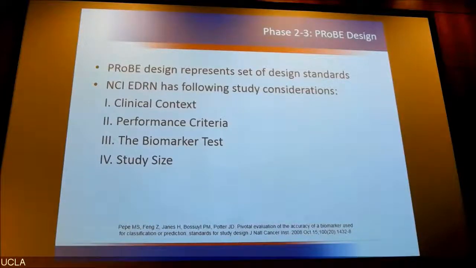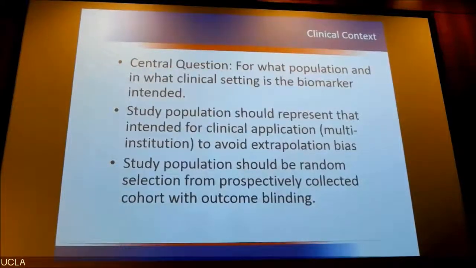So those 4 are the clinical context, the performance criteria, the biomarker test itself, and the sample size. Okay. So the first element is the clinical context, and typically the central question really is: for what population and in what clinical setting is the biomarker intended? So really at the very beginning, try and identify where this is going to be used.